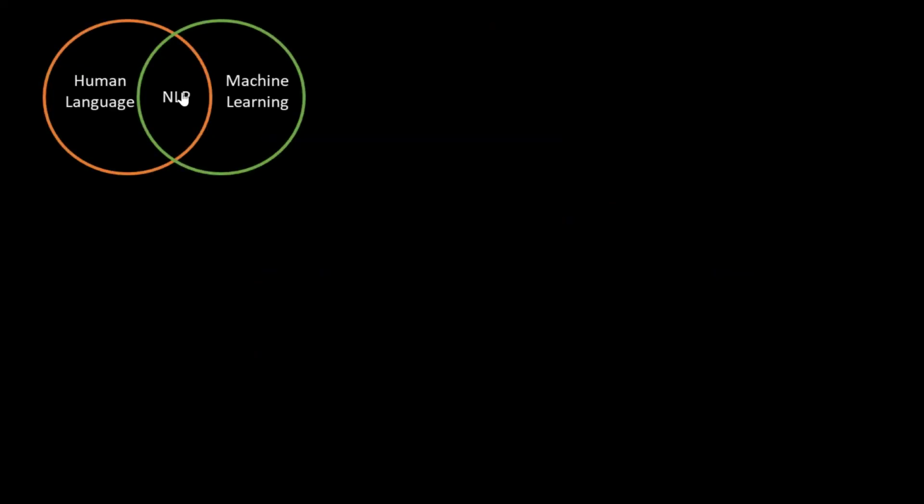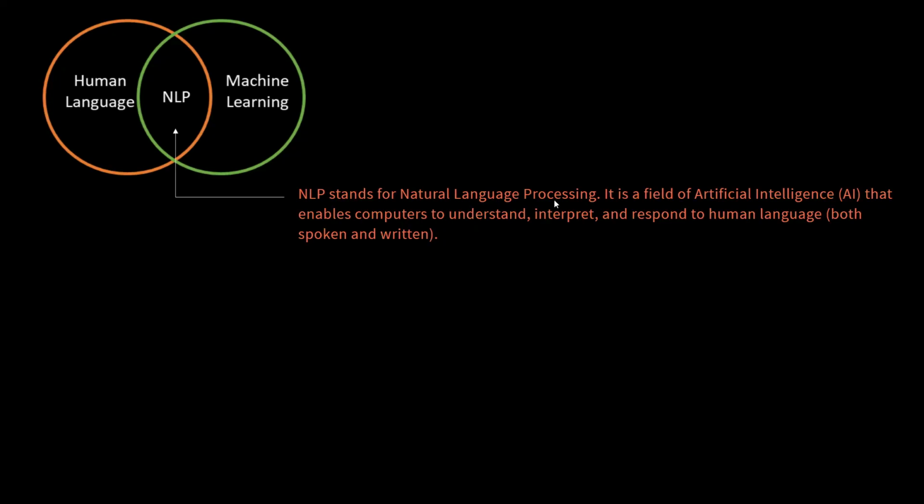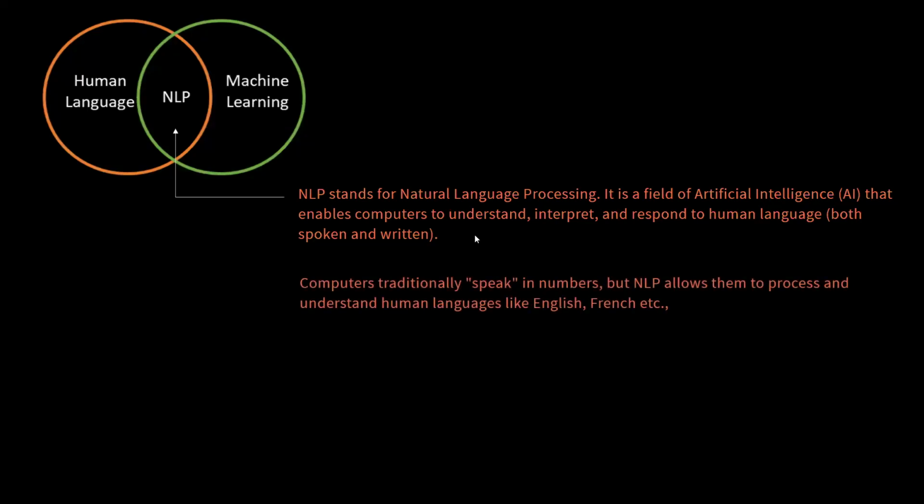So now, what is this NLP and how is it a mediator between human and machine? Now we'll see the definition of it. NLP stands for natural language processing, which we already know, and it is a field of artificial intelligence that enables computers to understand, interpret, and respond to human language, both spoken and written. Computers traditionally speak in numbers, but NLP allows them to process and understand human languages like English, French, or whatever. So that is the concept of natural language processing, which allows machines to talk to humans, understand humans, or generate text in response to human text. So this becomes a mediator. How this is going to work is what we are going to discuss.